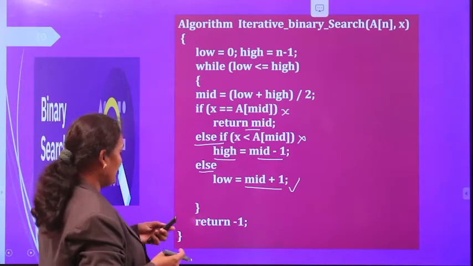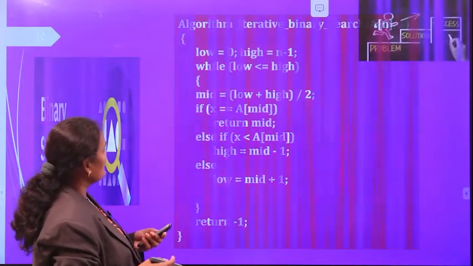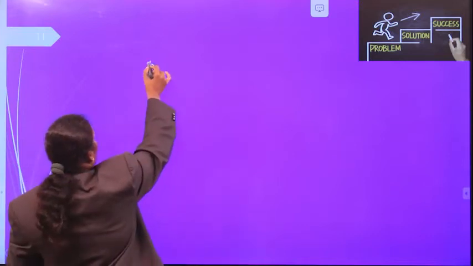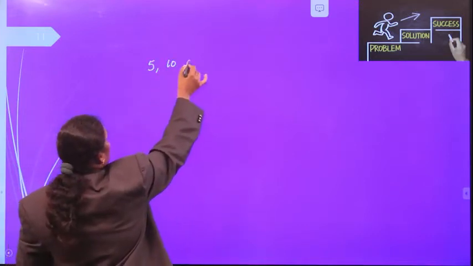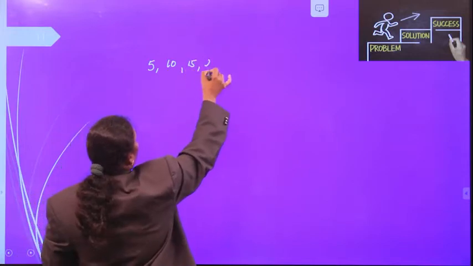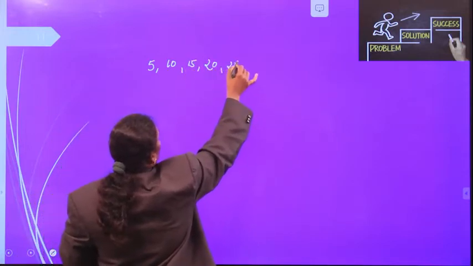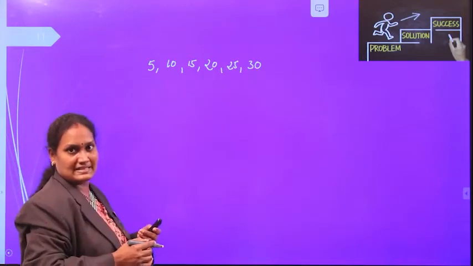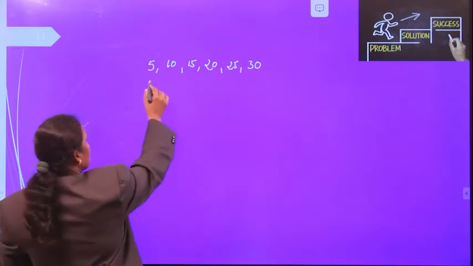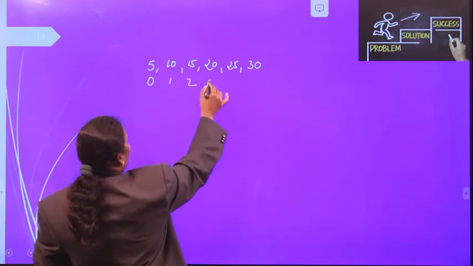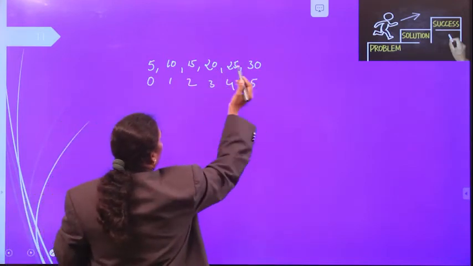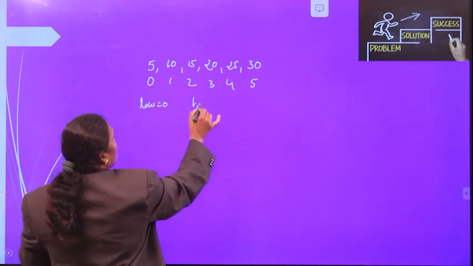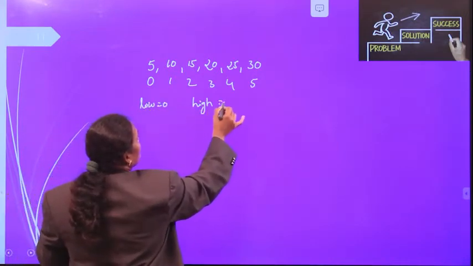Now I am going to explain the iterative binary search by taking an example. Let us see the example. Here I have given some elements in the array. Let us consider that I have given 6 elements in the array. The 6 element indices are represented from 0 to 5. Here the low value is 0 and the high value is 5.